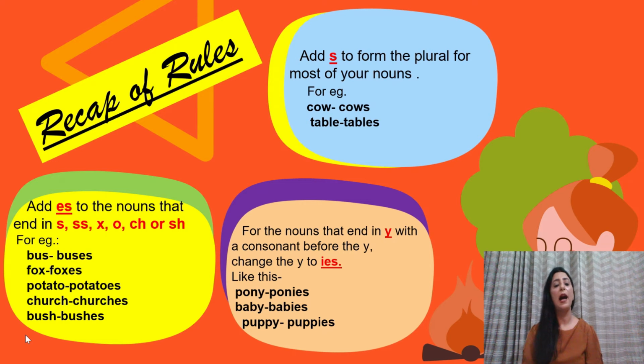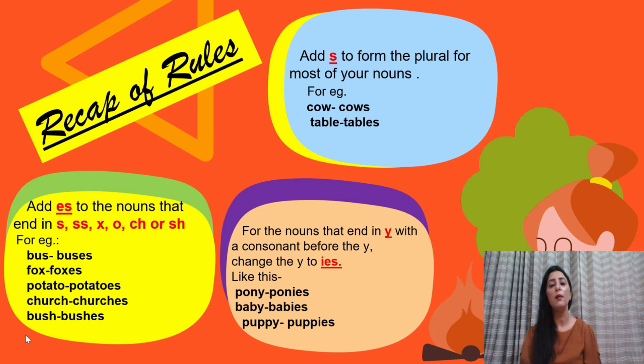Rule number 2, add es to the nouns that end in s, ss, x, o, ch or sh. Now for example, the word bus, it is ending with letter s. So we are simply adding es to the word to form its plural form. So bus becomes buses. And the next word is fox. Now the word fox is ending with x. So we are simply adding es to the word to form its plural form. Now the next word is potato. So the word is ending with o. So we are simply adding es to the word to form its plural form.